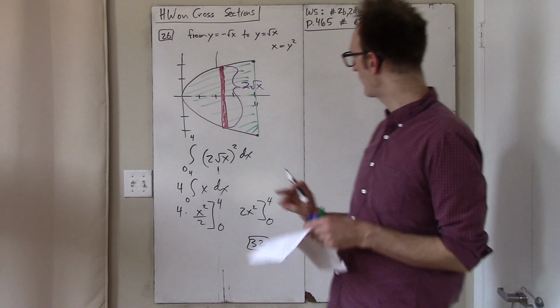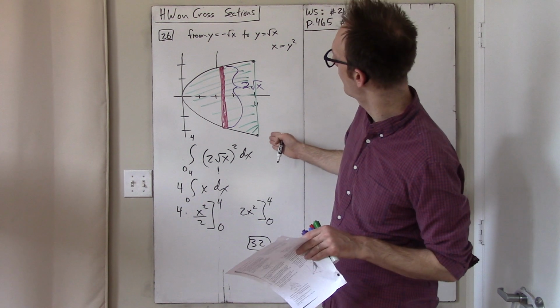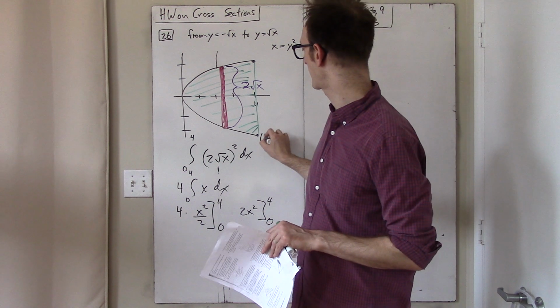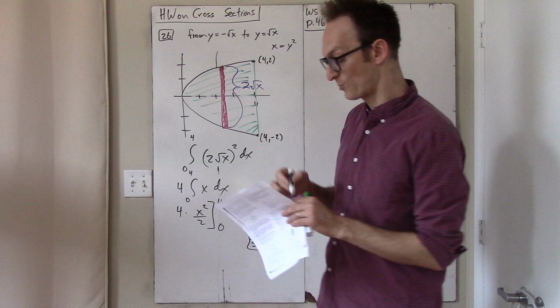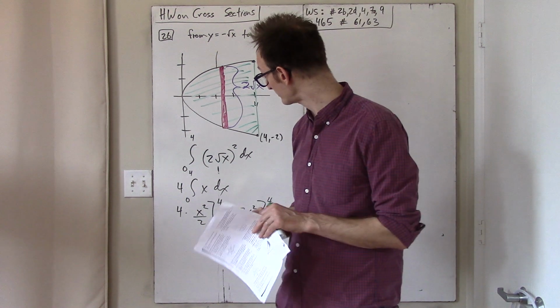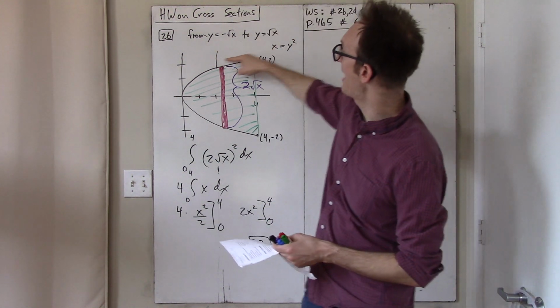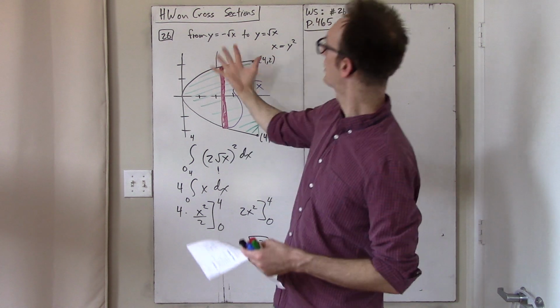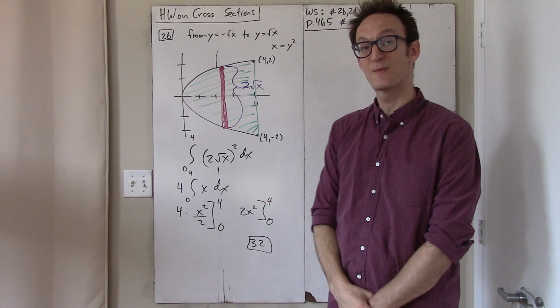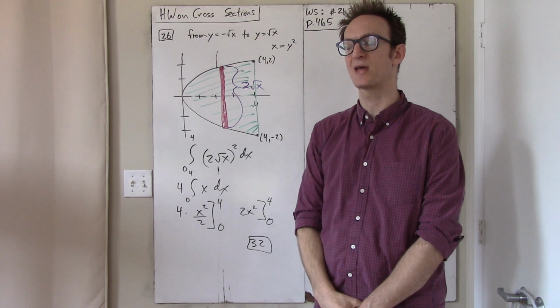If you want to think about it like this, this point is like 4, negative 2, and this point up here is 4, 2, right? So if you were to make a cube enclosed by this, like enclose this whole thing in a 4 by 4 cube, this shape is filling up precisely half of that cube.